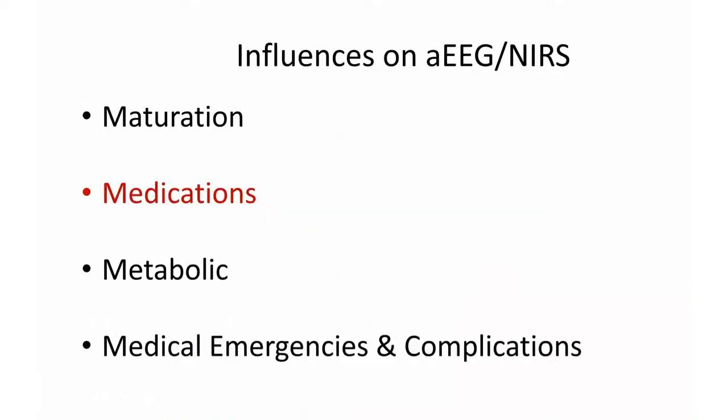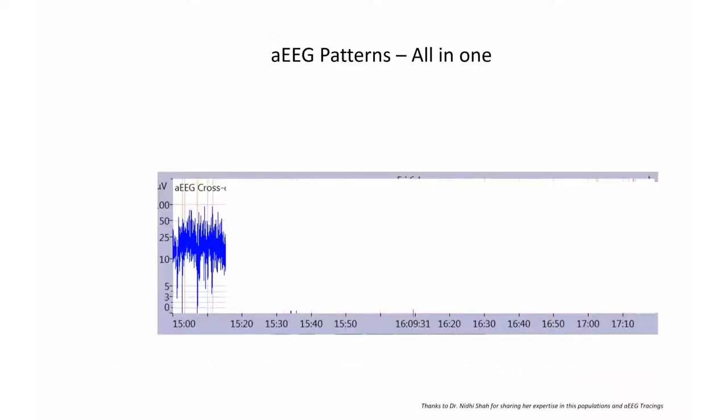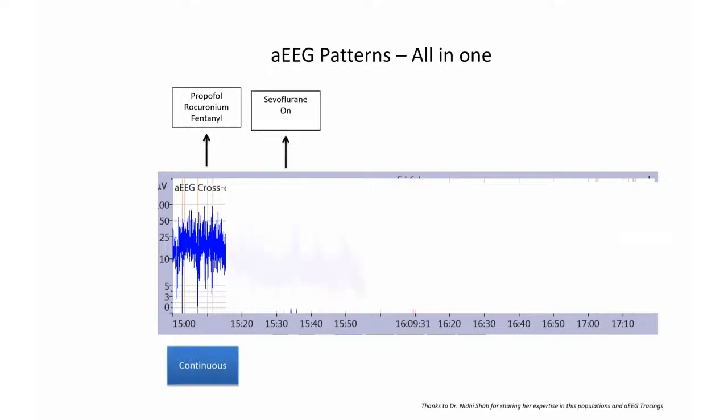So medications are hugely influential on our aEEG. And I like to look at this one here. This is actually a baby who was undergoing anesthesia. And so we start out here with a beautiful continuous pattern. And we've got the baby's getting fentanyl and is already mildly sedated. We have this continuous pattern.